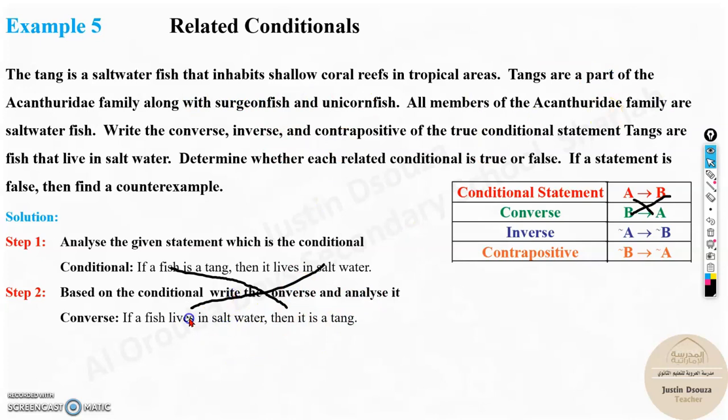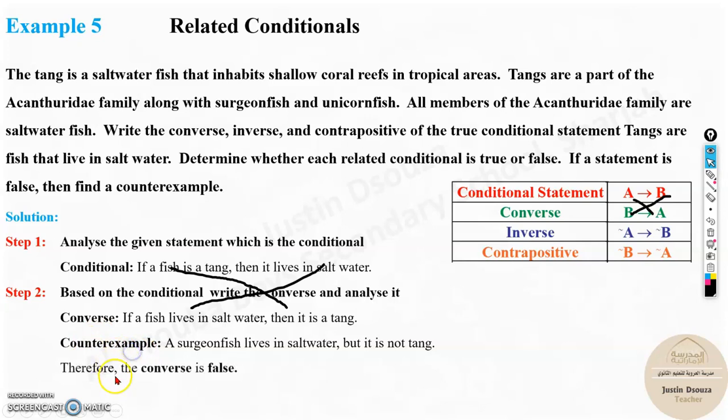So over here we can disprove this by a counter example. Say a surgeon fish lives in salt water, but it is not a tang. Or you can use this, a unicorn fish lives in salt water, but it is not a tang. So this is wrong. See, the hypothesis is true. We have to have hypothesis true, conclusion false. Is the hypothesis true? A surgeon fish lives in salt water. Yes. Then it is a tang. Is it a tang? No. A surgeon fish is not a tang. It's a different fish. So that is how we solve this. So therefore the converse is false.